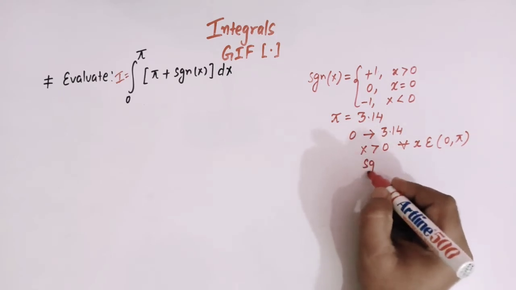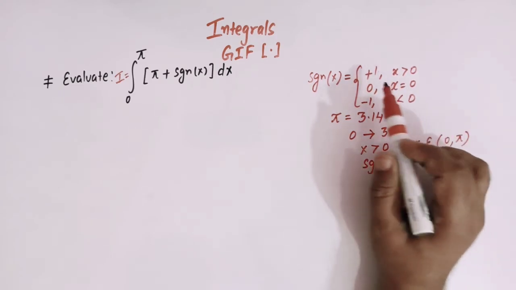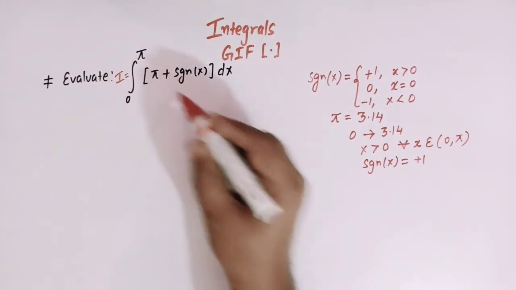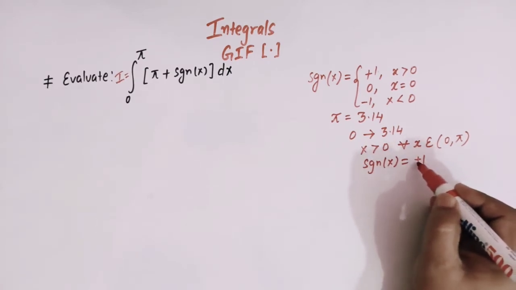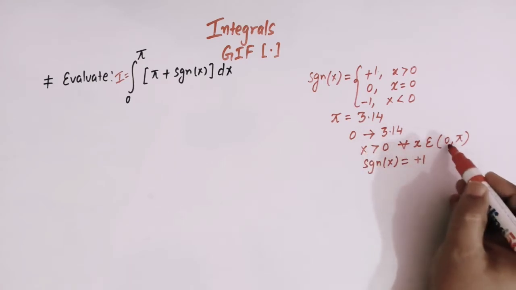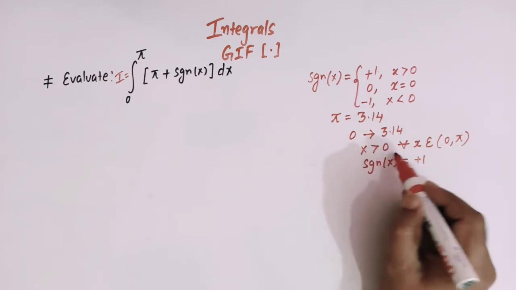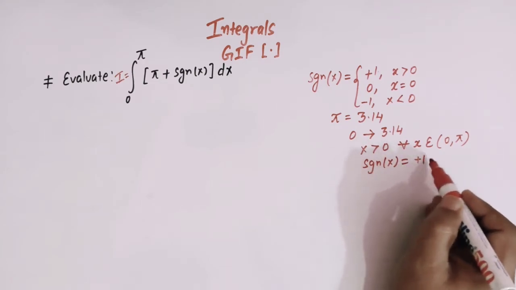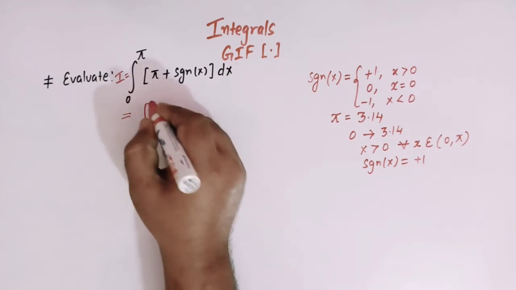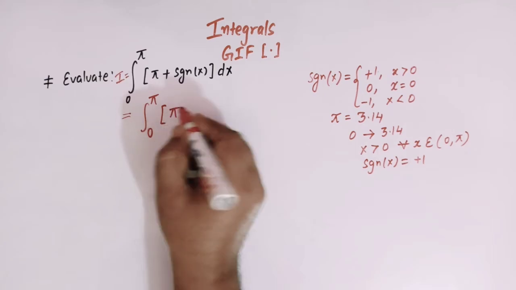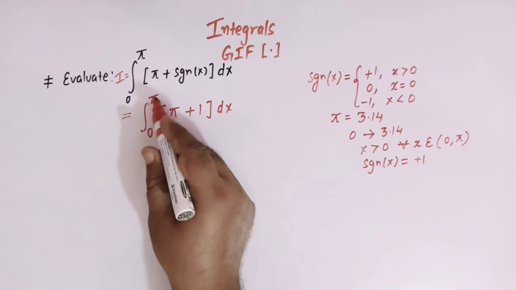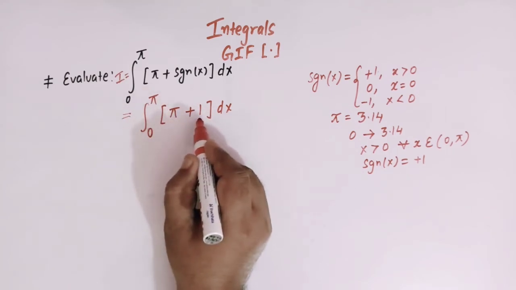So signum of x will take the value plus 1. In this interval, from 0 to pi, signum of x will take the value plus 1, because all the x which lie between 0 and pi are greater than 0. So we substitute the value of the signum function as 1, and now we have the integral from 0 to pi of the greatest integer of pi plus 1.